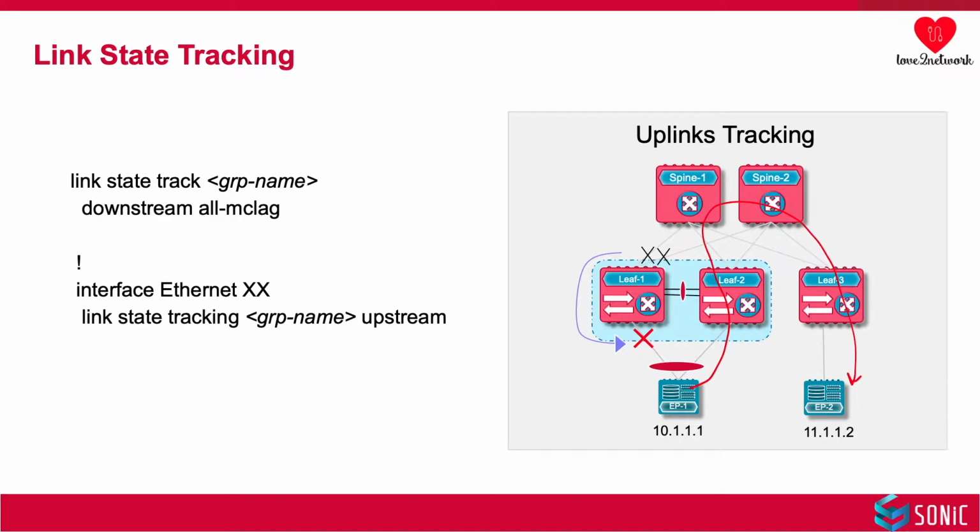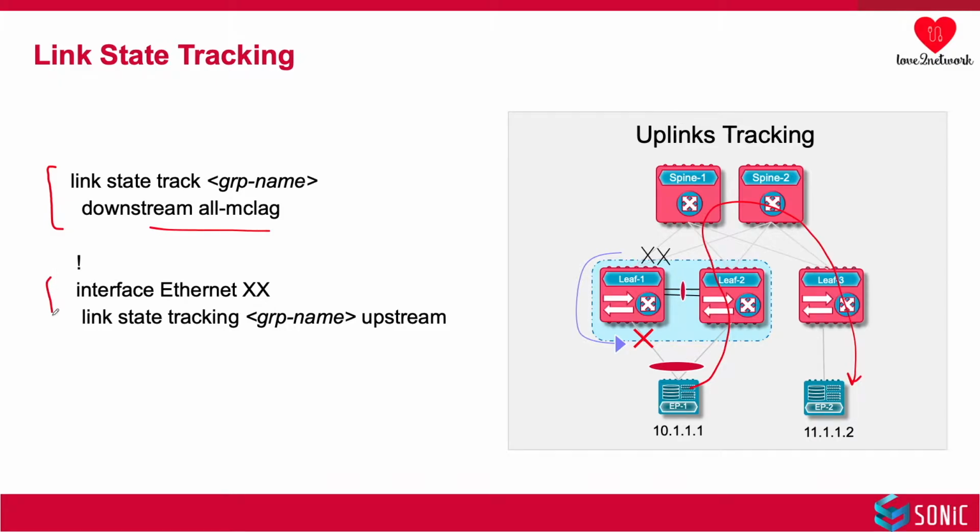So how do we configure it? We can configure it in 2 steps. In step number 1, we create a link state track group in global configuration mode. So we are instructing it to take effect on all downstream ports which are part of an MC lag. So single attached devices won't be affected.